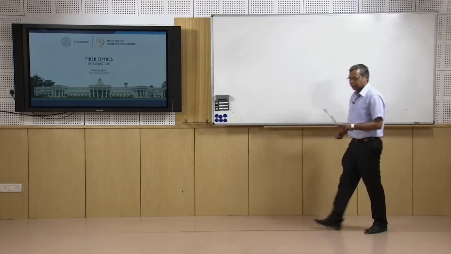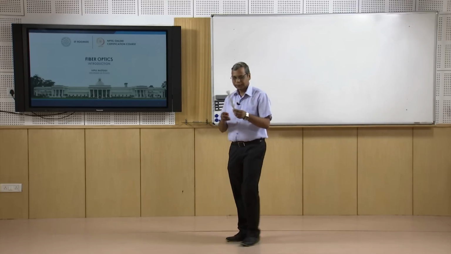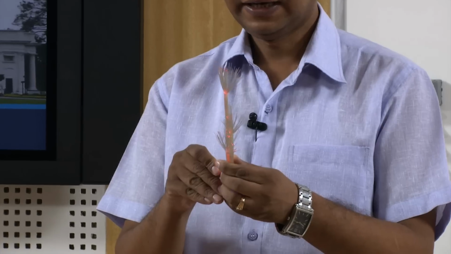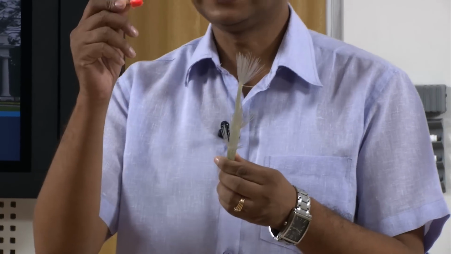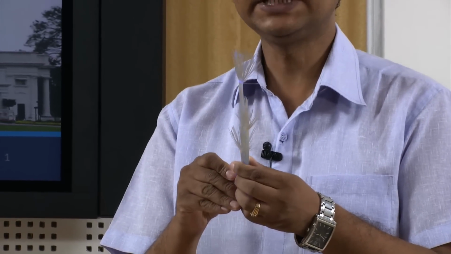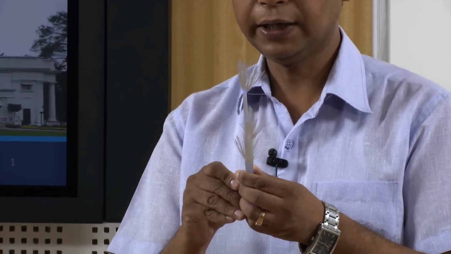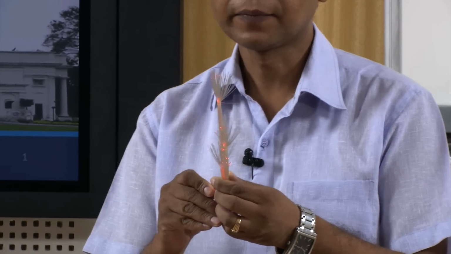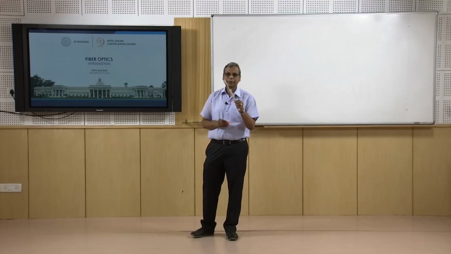Let us see. You might have seen something like this, in which if I put light, you can see it glowing everywhere. I have used a multicolor LED to illuminate it, and you can see that different pieces of fibers are glowing and the colors are changing. This is a kind of fiber which people use for decorative purposes.